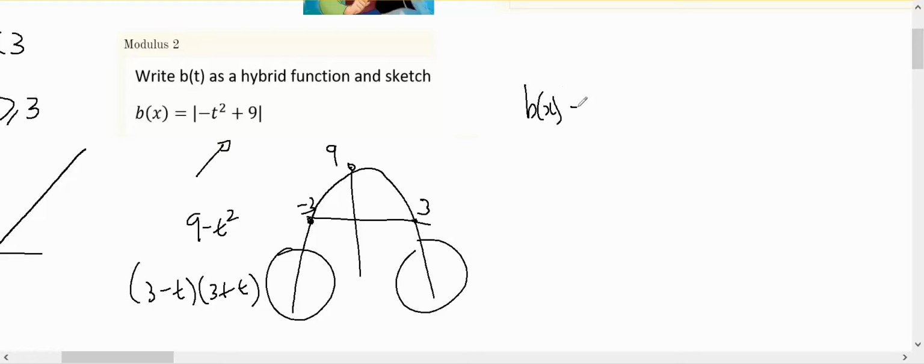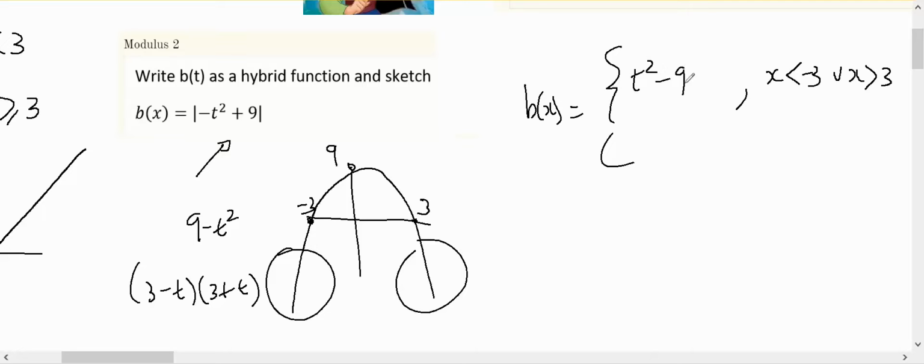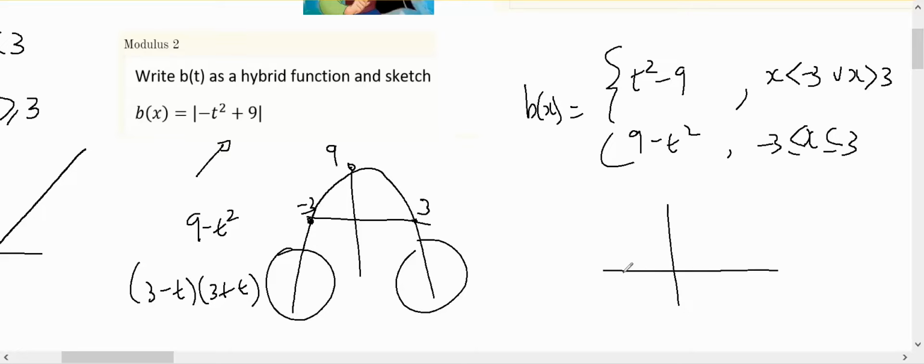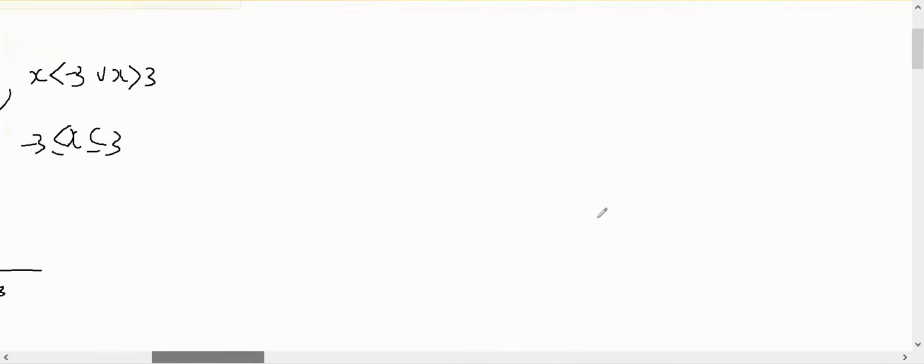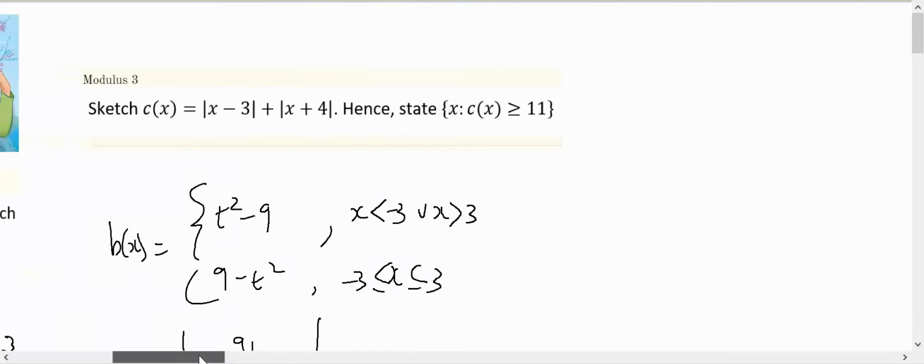Therefore, b of x will equal, when x is less than -3, union x bigger than 3, it's negative, therefore I need to multiply all this by -1, t squared minus 9, and it's going to be 9 minus t squared when x goes from -3 to 3. The graph of b of x will be, well, between -3 and 3 it's all good, but this will now go up like that, and this will go up like that, and that's the graph of b of x. Is there a c of x? There is a c of x.